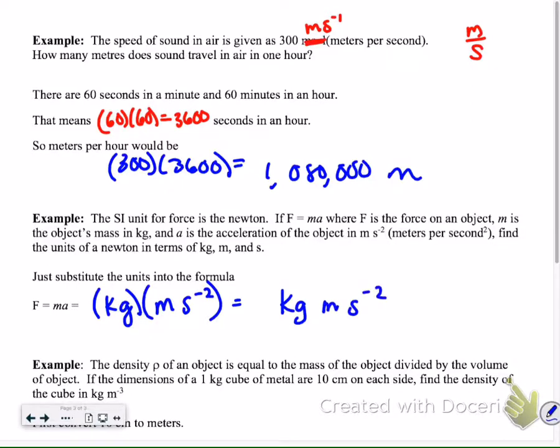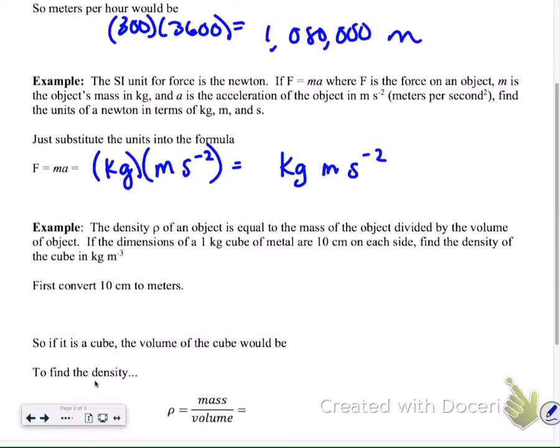Now, so that it doesn't look like kgms, they leave a little bit of a space in between all those units so that you can see that it's kilograms, meters, and then seconds squared, or per second squared.